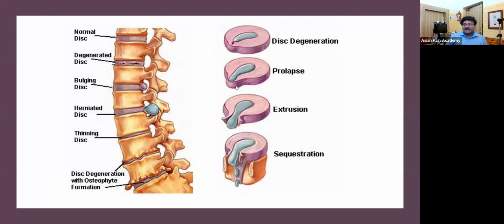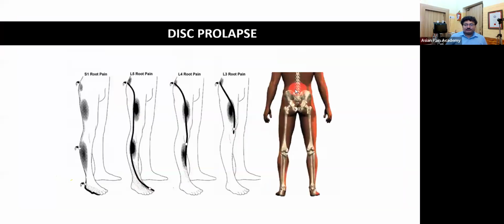Now the early stage is known as the prolapse. Then when the outer shell is breached and the nucleus can come out, this is known as the extrusion. And when the nucleus portion is detached from the main portion, it is known as the sequestration. And with sequestration, it can migrate either inferiorly or superiorly, and then we call it inferior migration and superior migration.